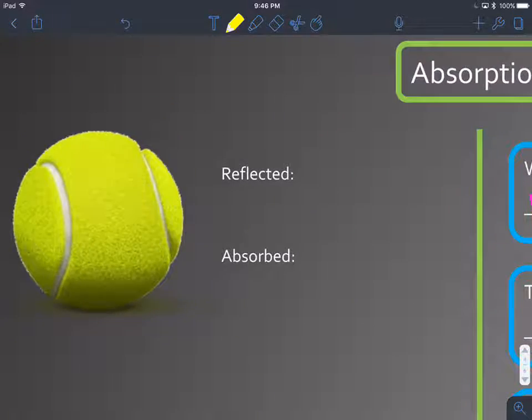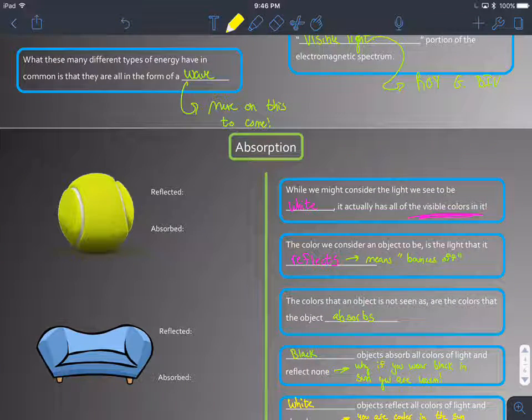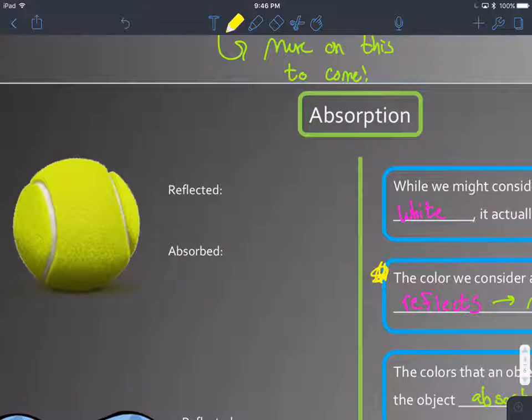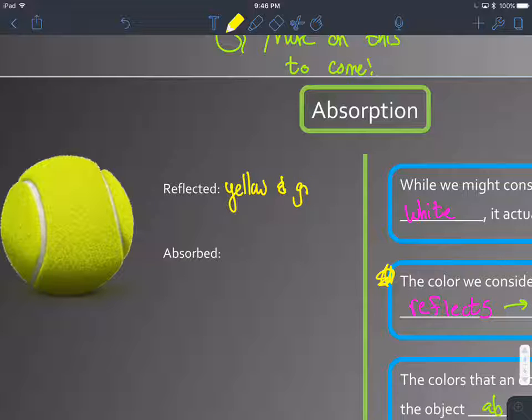So here I have this tennis ball. And if we look on our right-hand side, we say the color that we consider an object to be is the light that it reflects. Well, I consider this tennis ball to be both yellow and green. So I'm going to say that these are the colors reflected by this tennis ball.